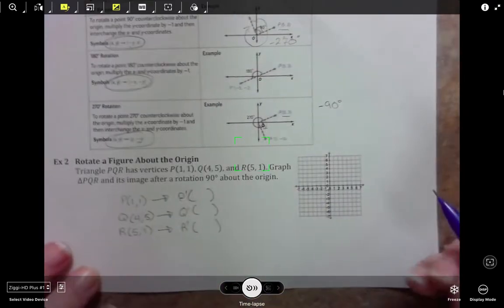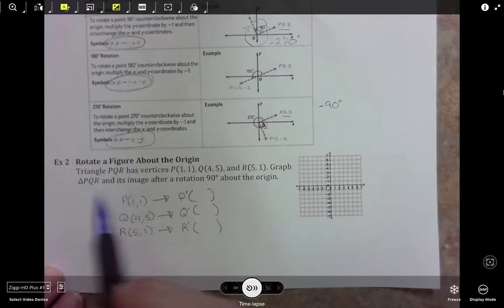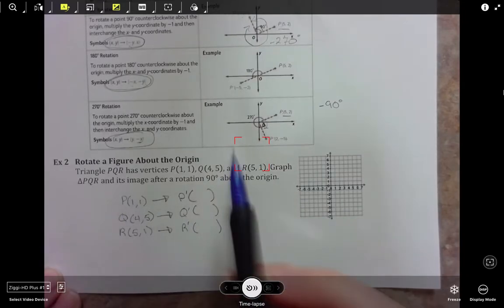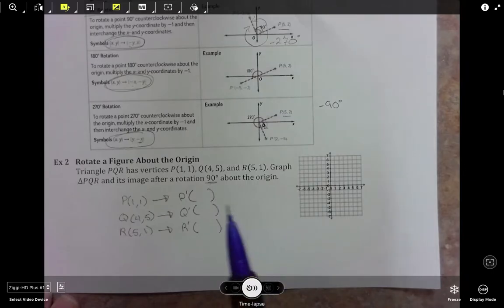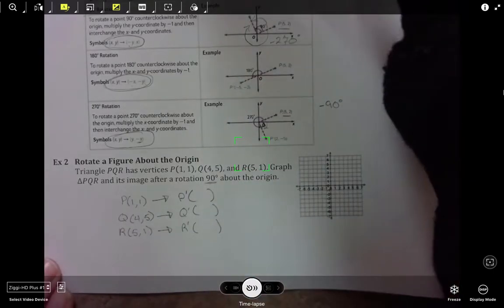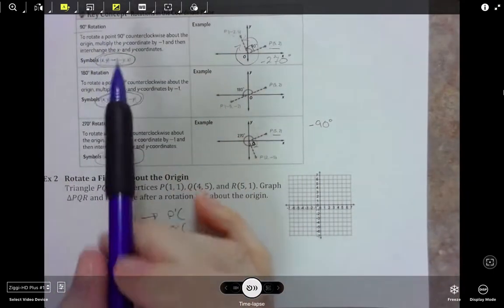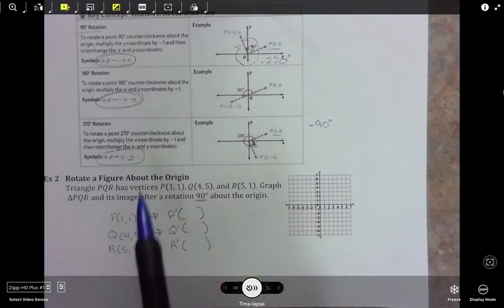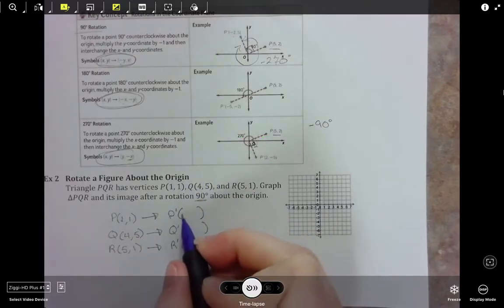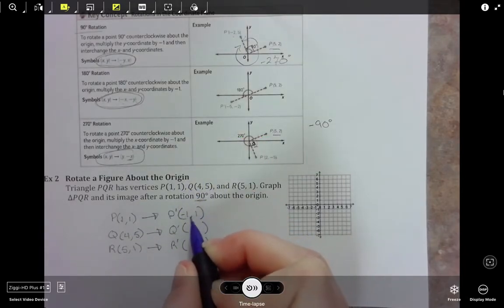All right, now let's figure out how we're rotating it. Graph the triangle PQR and its image after a rotation 90 degrees about the origin. They don't say what direction, so we assume it's counterclockwise. 90 degree rotation means that I'm taking the x and y coordinate and I'm flipping them around, and then the first coordinate becomes negative, okay? So I'm taking these two guys and I'm flipping them around. Well, 1, 1, if I flip it around, it will stay 1, 1, and the first coordinate is going to become negative.